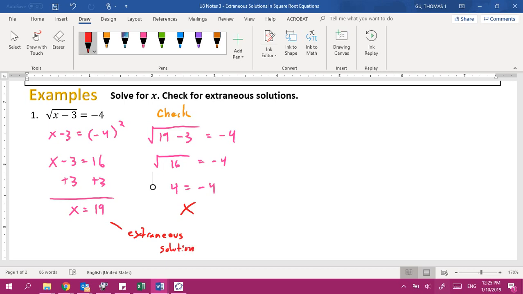X equals 19 is an extraneous solution, which means that you didn't actually get any solutions that work, right? You only have just an extra solution that doesn't actually work. So what's your answer to this question? No solution. That's right. No solution.